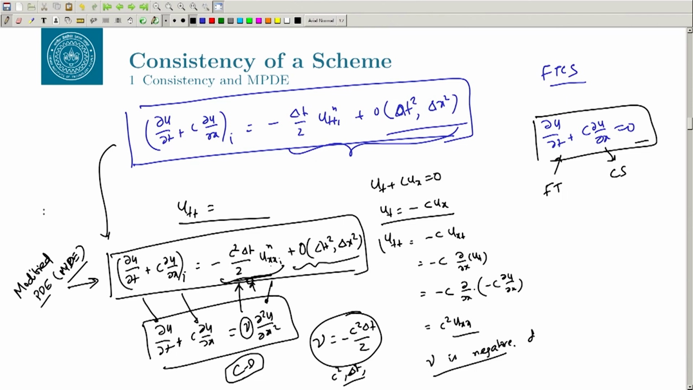In the next class, we will look at the FTBS, forward in time and backward in space, and we will get this same modified PDE for that particular problem, and we will see at what condition they become stable. We know that FTBS is stable, from our experience, for a linear convection problem if c delta t by delta x is less than 1, just by solving the problem. But can we also notice it in our modified PDE? We will look at that FTBS scheme in the next class.